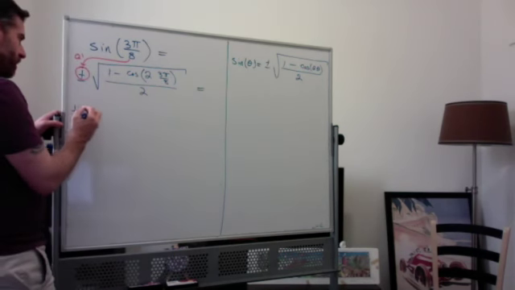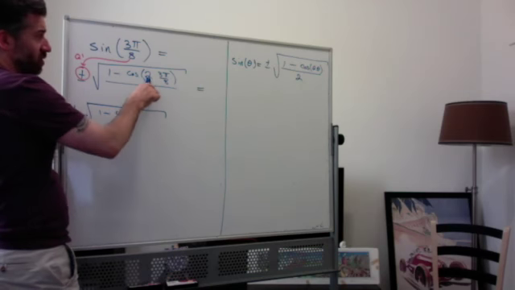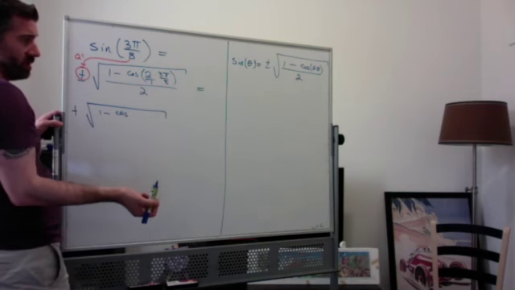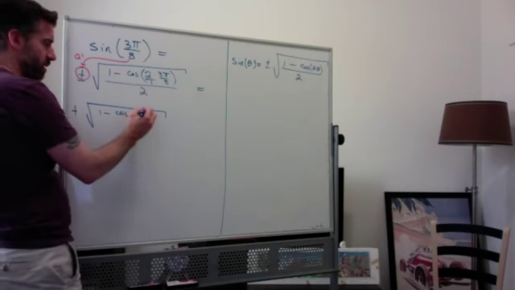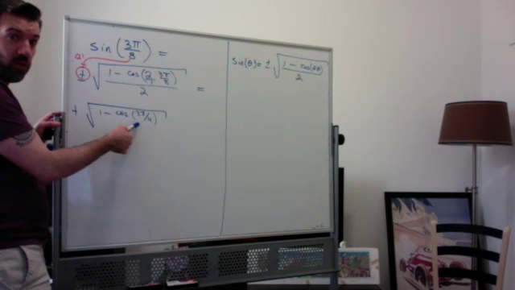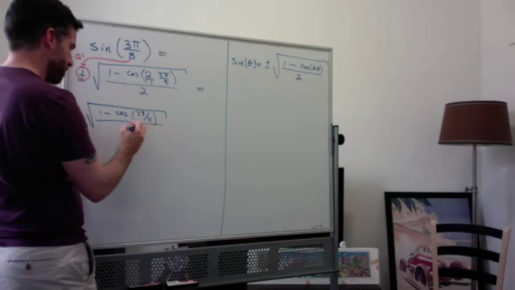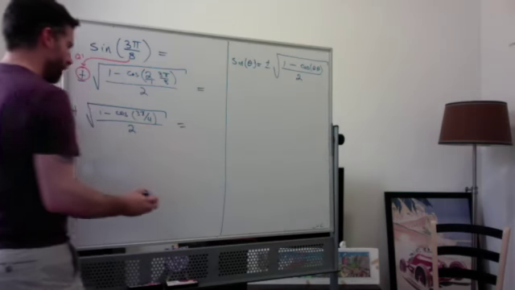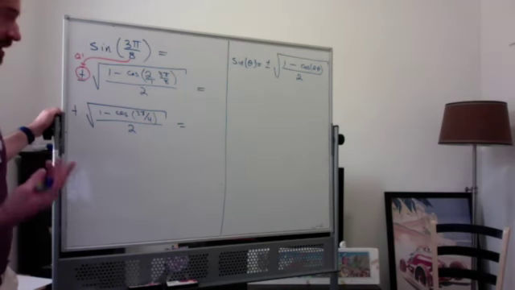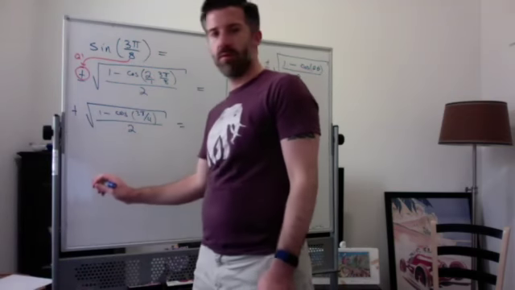So it's going to be positive square root of 1 minus cosine of 2 times 3 pi over 8, which is 6 pi over 8, or 3 pi over 4. It should always end up being something pi over 4 right here, because it's double something pi over 8. Okay. Cosine of 3 pi over 4 is either positive or negative root 2 over 2, but it is negative because we're in quadrant 2. So this is going to be interesting.